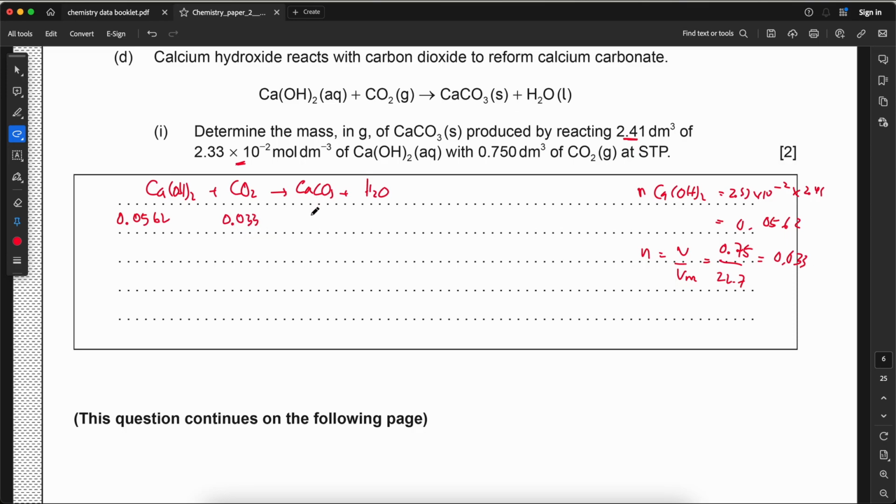Therefore, the mole of CaCO3 will be 0.033. Okay, because we know now the mole of CaCO3, we can calculate mass of CaCO3, because as this is the question, n times Mr. So n will be 0.033 times Mr of CaCO3, which is 100.09. Then you get 3.30 gram.